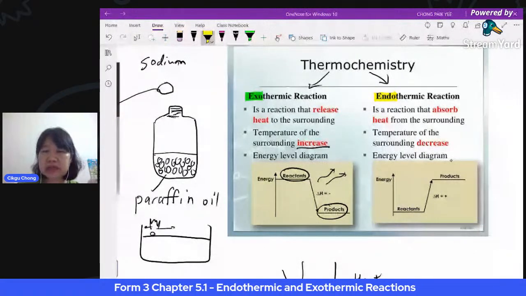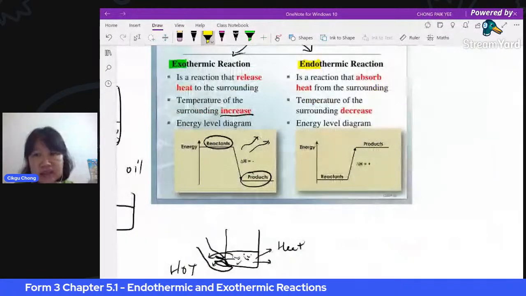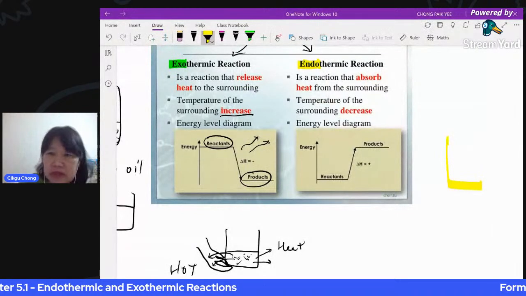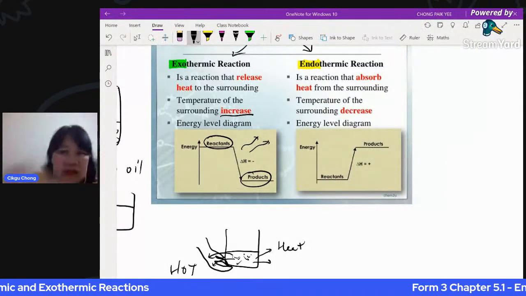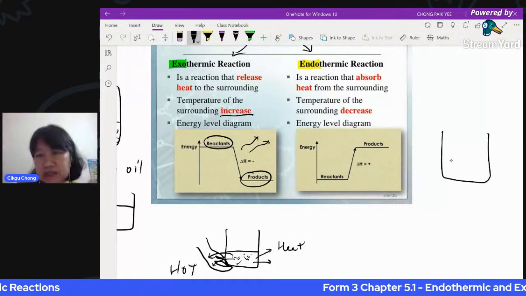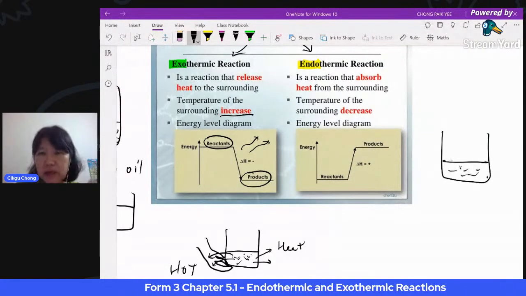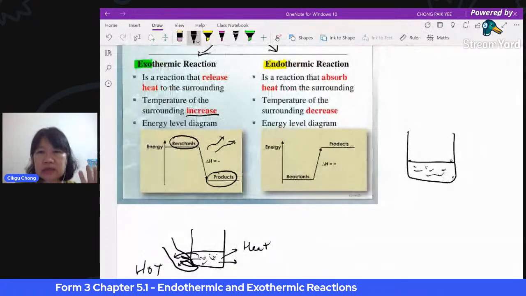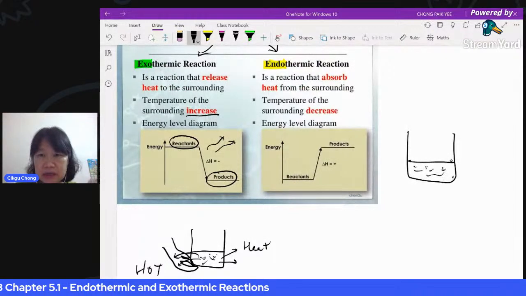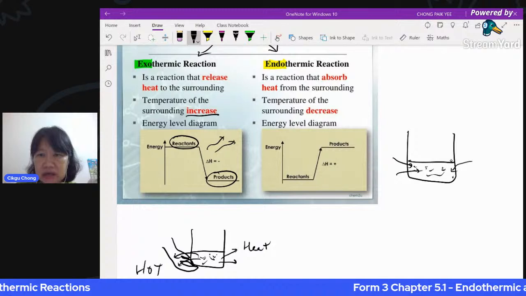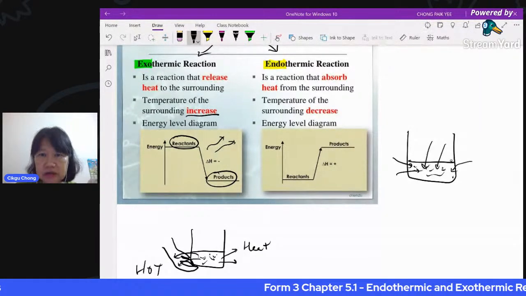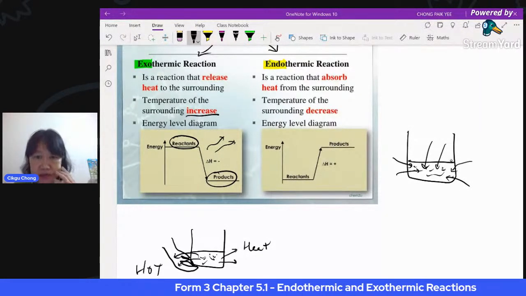Absorb heat, that means in the beginning, it will have less heat. Let's say I have a chemical C plus D, two types of liquid. After mixing it, the heat energy comes in from the outside. It's taking in energy from the outside.